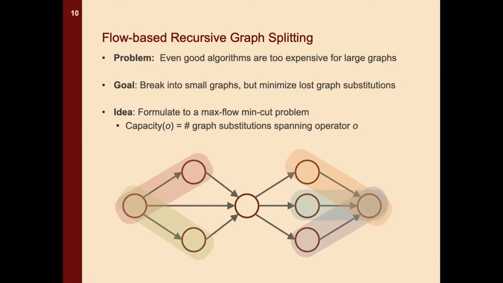For example, this is an input computation graph, and each color shows a different substitution. And you can count the number of substitutions that will be disabled if we split along this operator. In this case, the min cut of the graph will give you a natural splitting point to split an original graph into subgraphs. And we can recursively run this graph splitting algorithm to partition a large graph into smaller graphs with reasonable sizes.